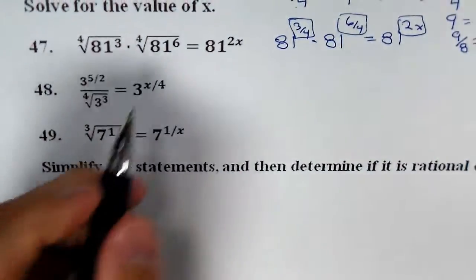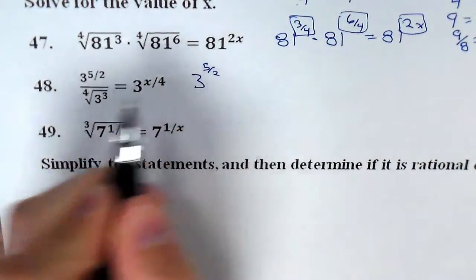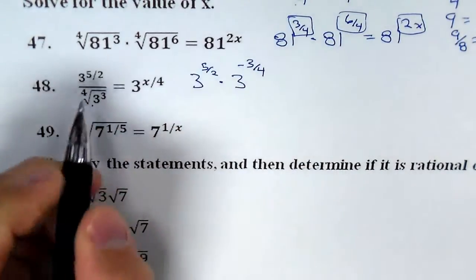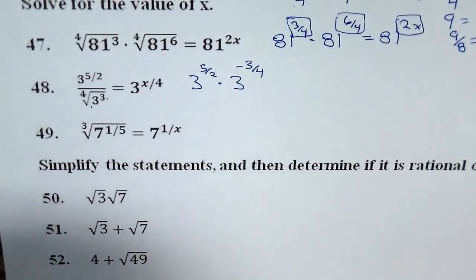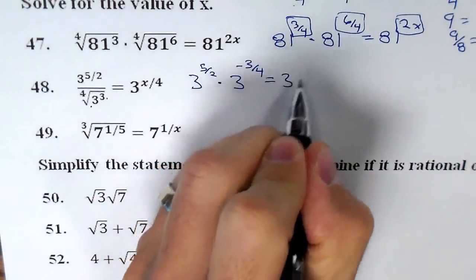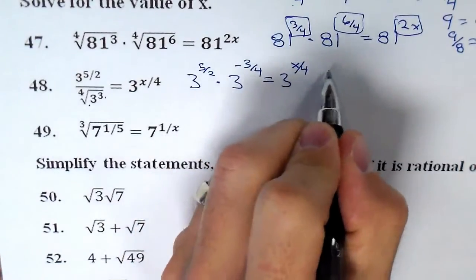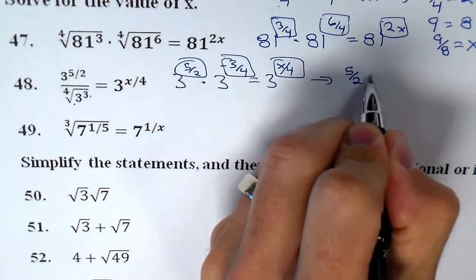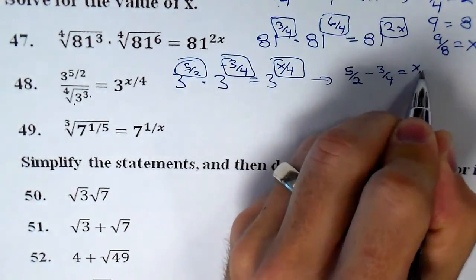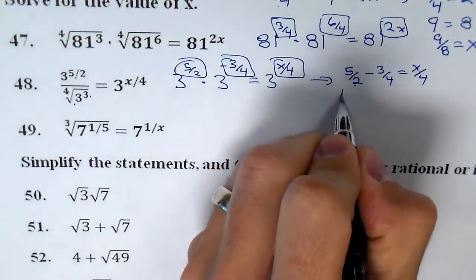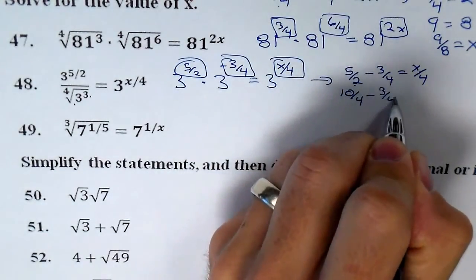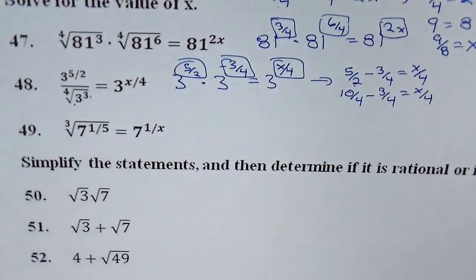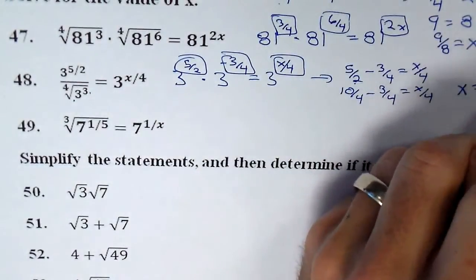Same thing on 48. I'm going to have 3 to the 5/2. This becomes a 3 to the negative 3/4, because it becomes 3/4 due to the 4th root, and it's negative because it's in the denominator, equals 3 to the x/4. Now, taking the exponents, I get 5/2 minus 3/4 equals x/4. I'm going to change the first fraction to 10/4, so they have like denominators. And now I can even just look at the numerators. 10 minus 3 equals x. I'm going to get that x equals 7.